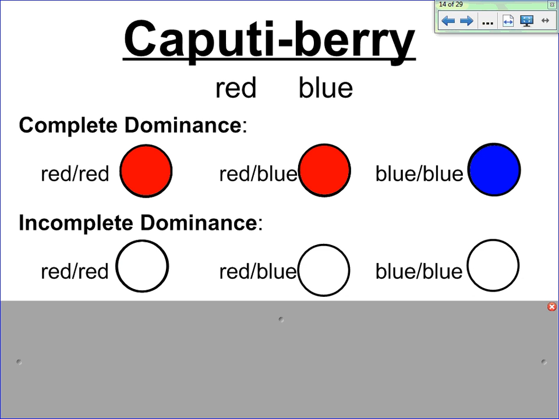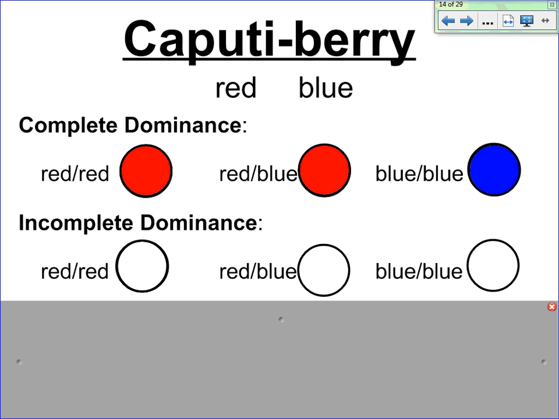Let's take a look at one of the different things. One of the new ones that we just learned about is called incomplete dominance. Incomplete dominance is where neither trait is actually dominant to the other, so what you get is a mixing of traits. Both homozygous genotypes are still easy to figure out.